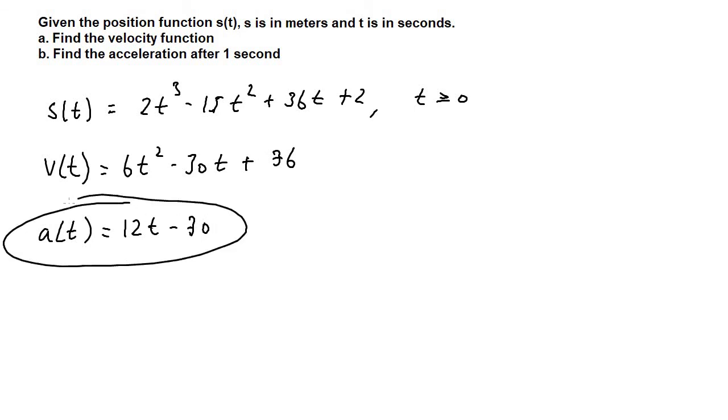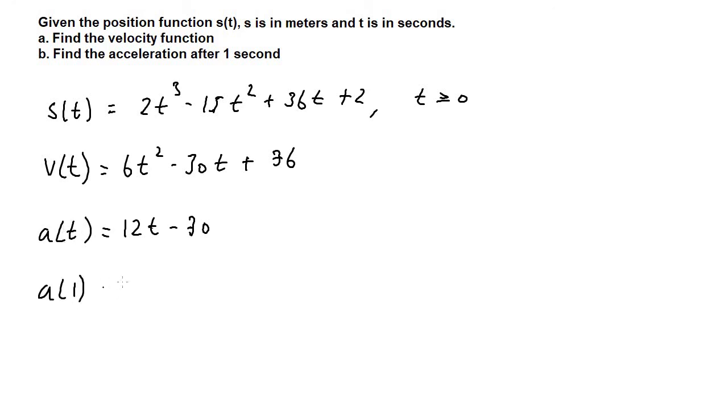And we need to find the acceleration after 1 second, so all we have to do is plug in 1 for t. So a of 1 is going to equal 12 times 1, which is 12, minus 30. And that's going to give us an answer of negative 18. Now our units here. Remember that s is in meters and t is in seconds. So the acceleration is written as meters per second squared.